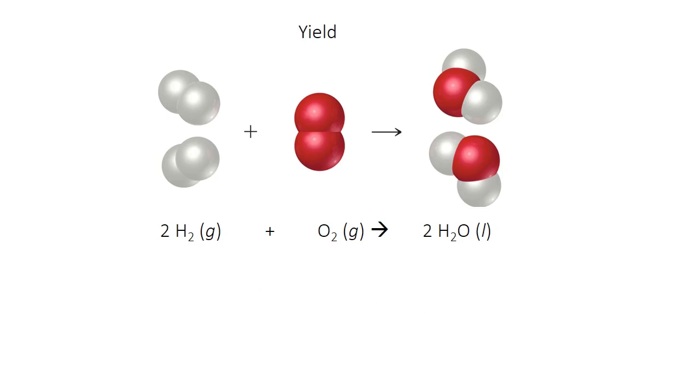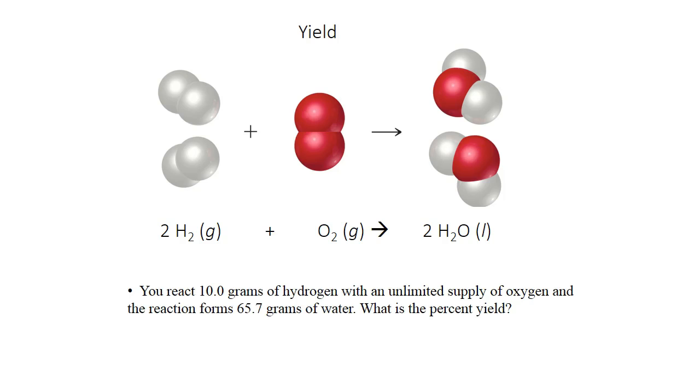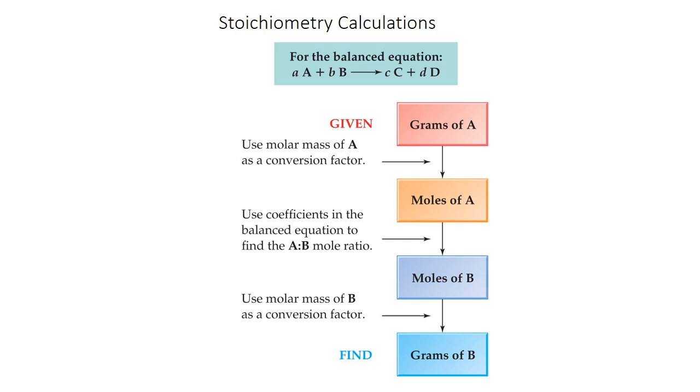And then we're going to move on and we're going to talk about yield. And so yield is sort of how much product you make based on how much you could have made given the initial amounts of your reactants. So we'll do this calculation next.